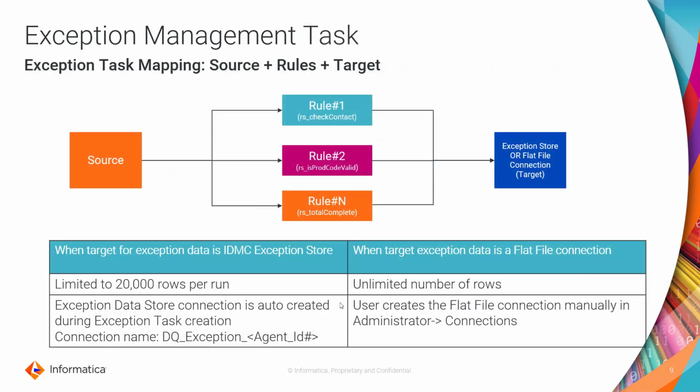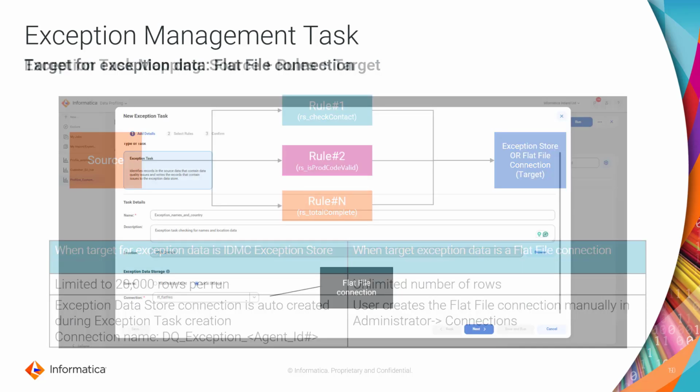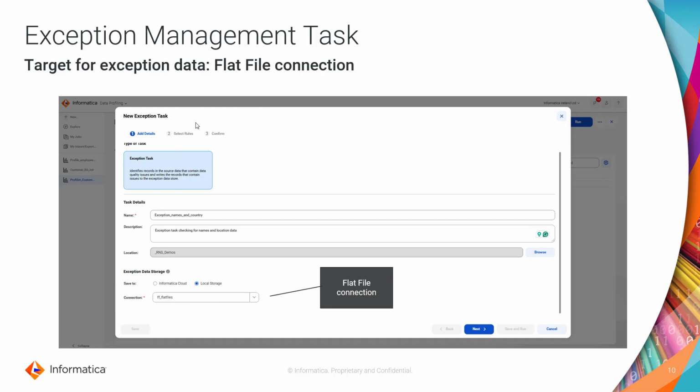So here is a quick comparison between the two types of storage. In the IDMC exception store, there is a limit of 20,000 rows per run, while in flat file, there is an unlimited number of rows. You have to create a flat file type of connection in the administrator, and as long as the agent that is used to run the exception task has access to this flat file, the file is going to be written to this target. So here is an example of the UI. You see at the bottom, when I create a new exception task, there are two options, Informatica Cloud and local storage. And here we are going to show all flat file connections that are available in your org.